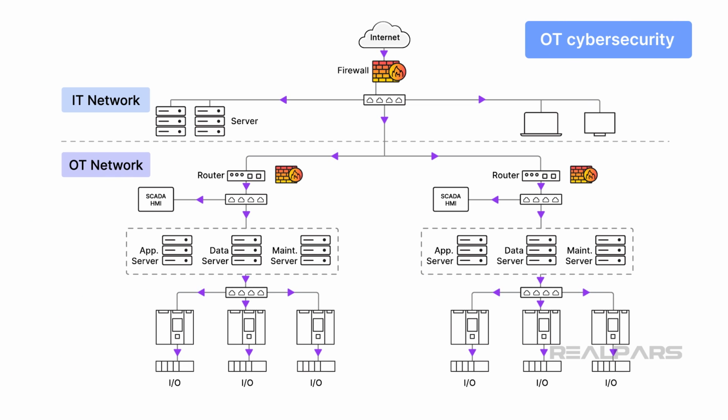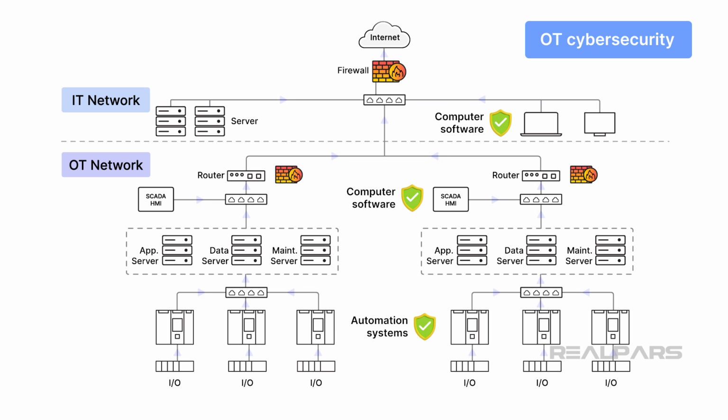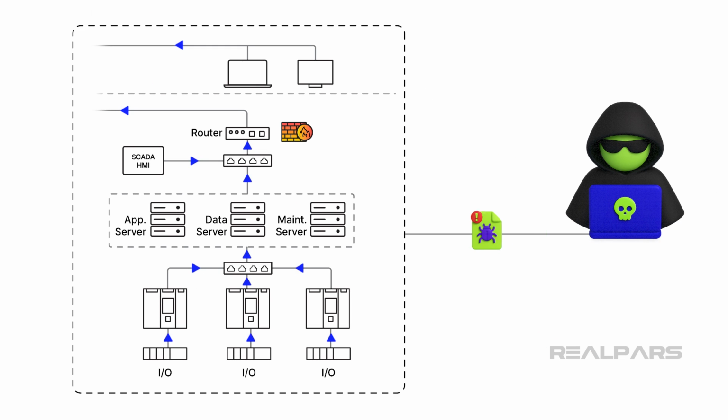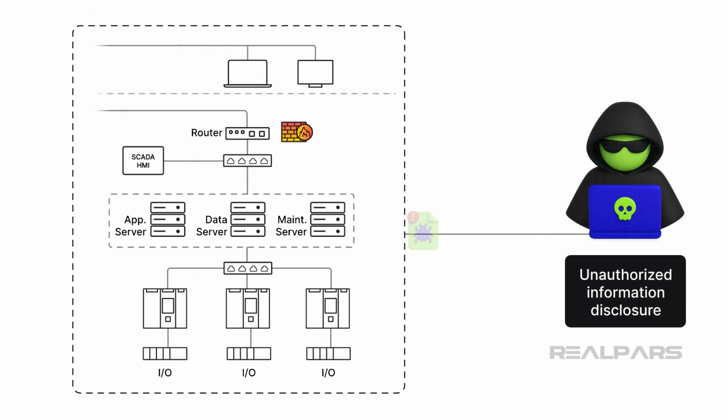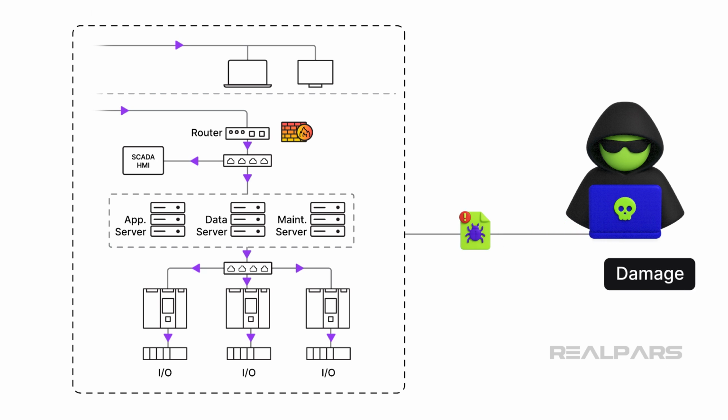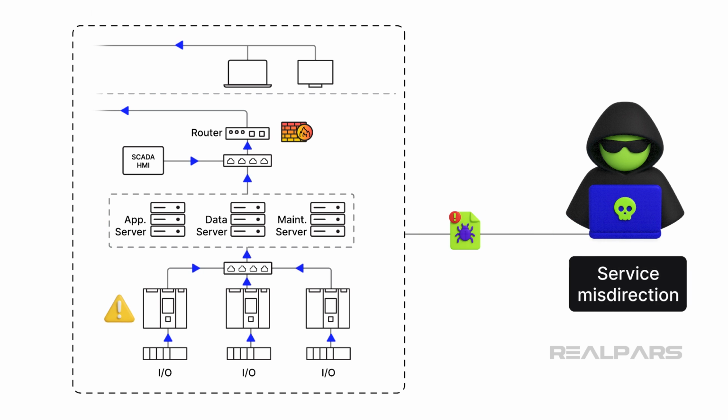OT cybersecurity can be defined as the protection of plant manufacturing computer software, process and automation systems, and networks from threats. These threats can lead to unauthorized information disclosure, theft, or damage to hardware, software, or data, as well as the disruption or misdirection of the services they provide.